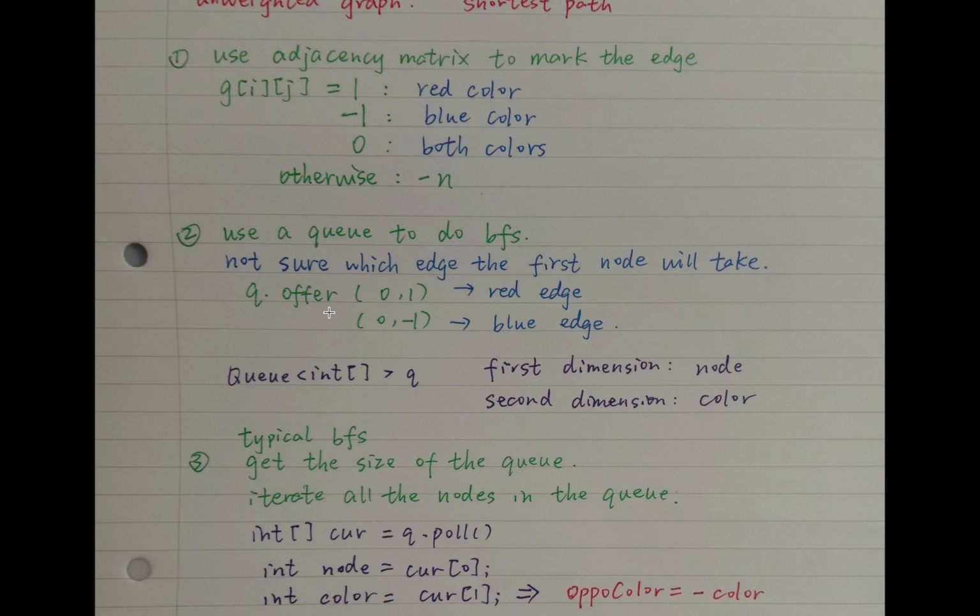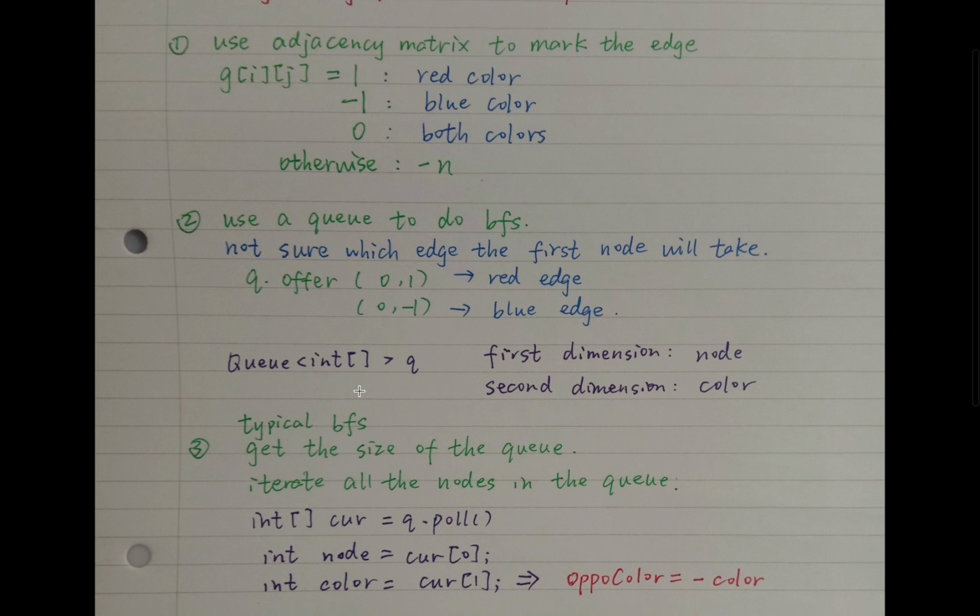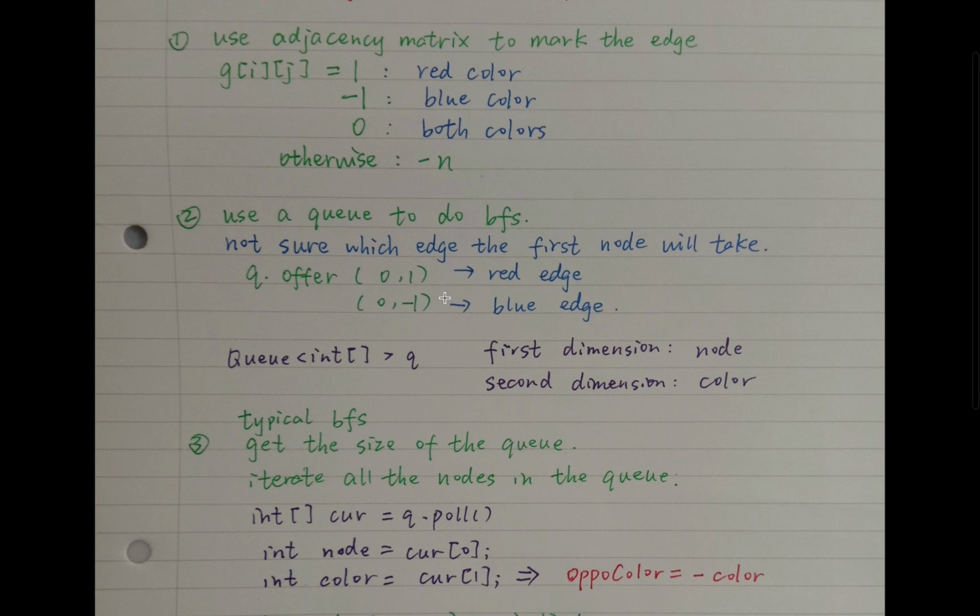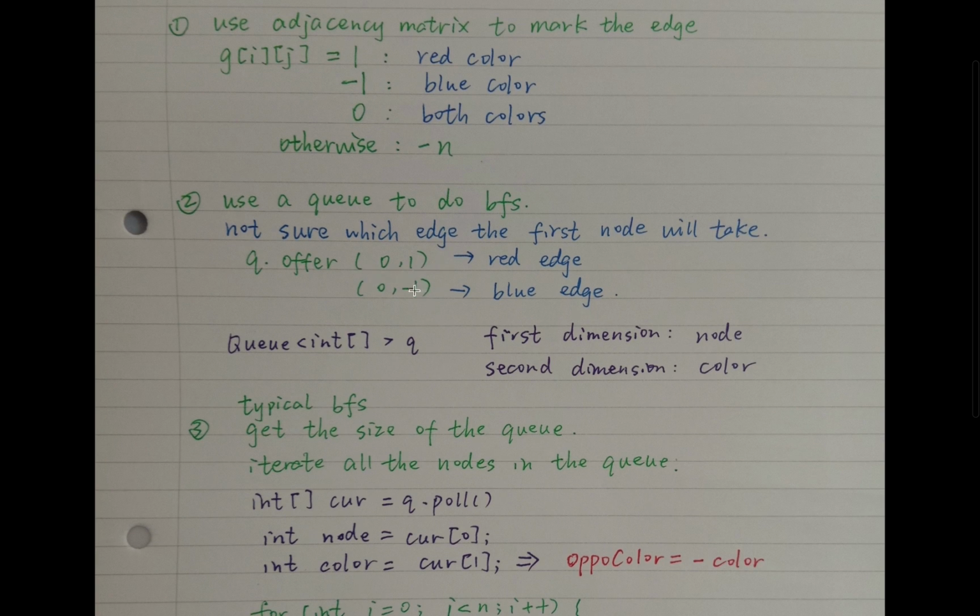Okay, then we use a queue to do the BFS. Because we're not sure which edge the first node will take, we offer these two arrays into the queue. The queue uses an int array. The first dimension is the node, and the second dimension represents the color. So we first offer [0, 1], that means it takes the red edge. Then we also offer [0, -1], that means the blue edge.